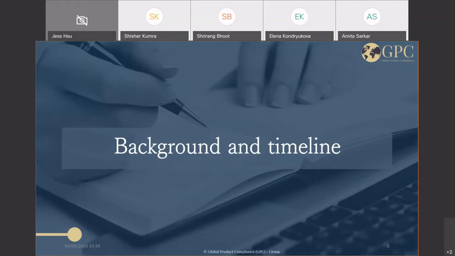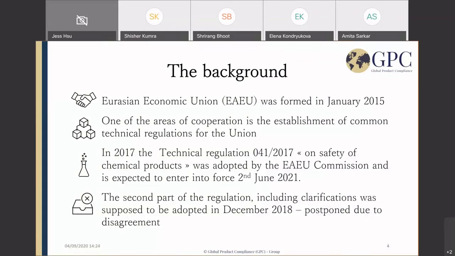So, starting with the background and timeline. The background for this regulation is the Eurasian Economic Union, which was formed in January 2015. One of the areas of cooperation for this economic union is the establishment of common technical regulations. In 2017, among other technical regulations that have been established, the Technical Regulation 041/2017 on safety of chemical products was adopted by the EAE Commission. It is also expected to enter into force on the 2nd of June 2021.